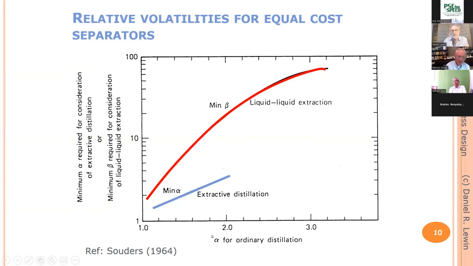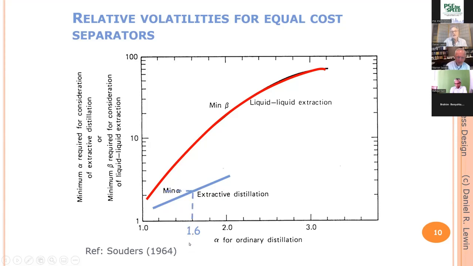So what we see here, we see curves, which are the trade-off lines between either ordinary distillation, extractive distillation, and liquid-liquid extraction for a given value of alpha for ordinary distillation. For example, suppose we have an ordinary distillation which has an alpha, a separation factor of 1.6.